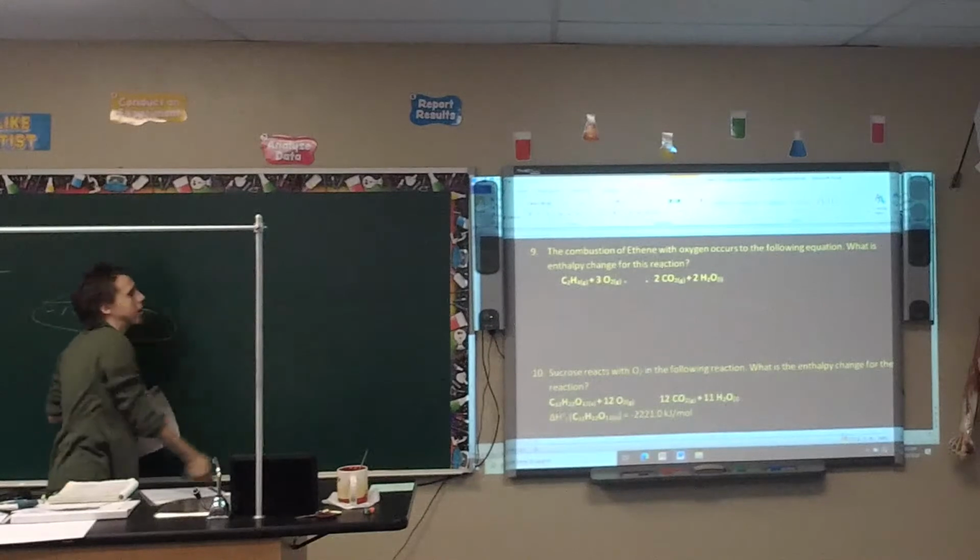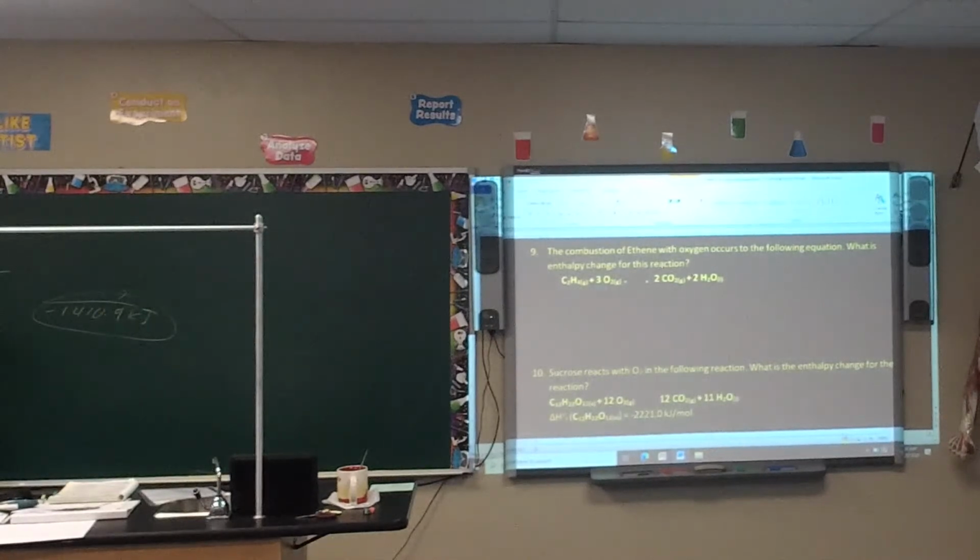Why are you erasing all that? Alright, so divide the negative 1,410.9 into the 50. No, you add it to the 50. Nope. So this is for 1 mole. How do I go from grams to moles? You multiply. Molar mass. So if I have 50 grams of ethene, how many moles is that?